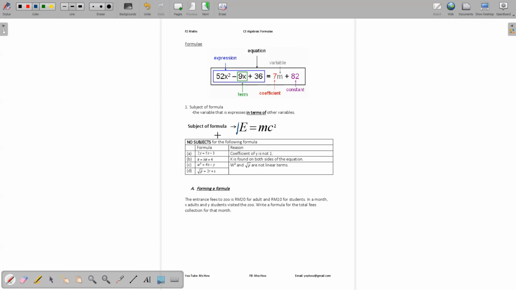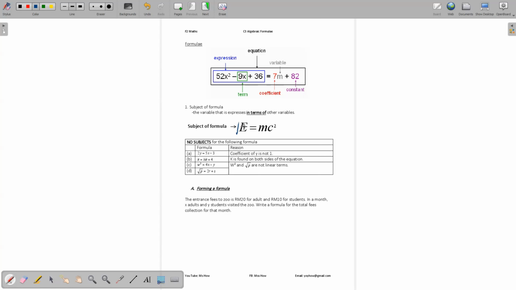So let us look at some examples here. If let's say you have 2y equals 5x minus 3, y is not your subject of formula because you see there is 2 in front, so the coefficient is not 1. k equals hk plus 4, so k is found on both sides. This is also not a subject of formula. And we have w squared equals 4x minus y, and the other one, square root of p equals 2r plus n. So w squared and square root of p are not linear terms.